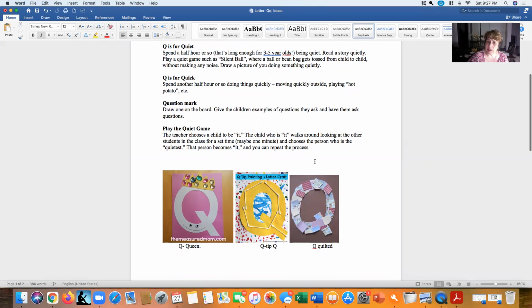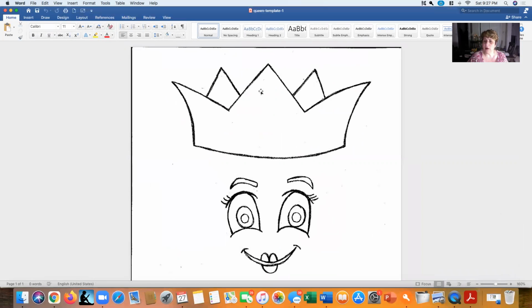I'm going to send you these ideas for you to do, and I will also send you a template of the queen crown and a funny face, and maybe you could draw a big Q and put this on her and decorate it. I will also send you some worksheets for the letter Q for you to practice writing the letter Q. Remember, you want to make a circle for the capital Q, with a slanted line coming down. And a lowercase q is a circle with the line down and a little hook around.